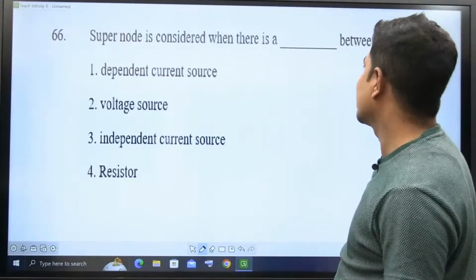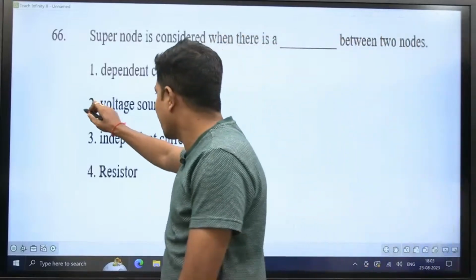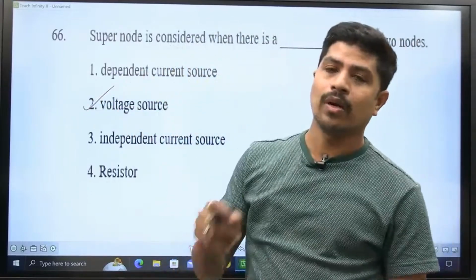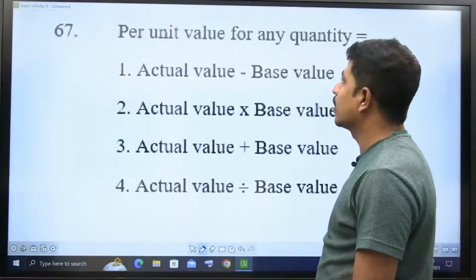Super node is considered when there is a voltage source between two nodes. We will encounter a super node if and only if there is a voltage source between two nodes. Right? Let's go to the next question.